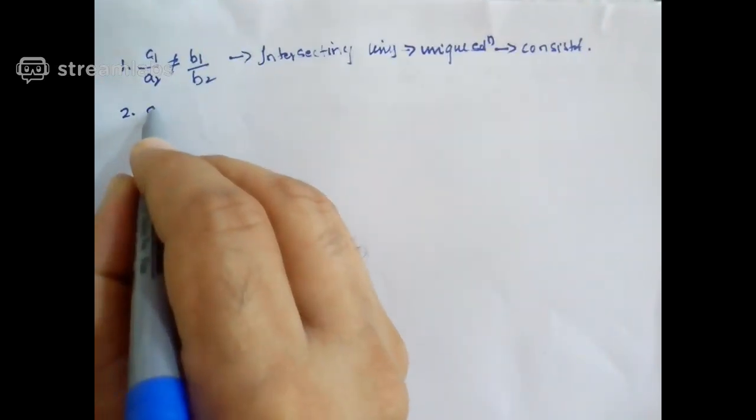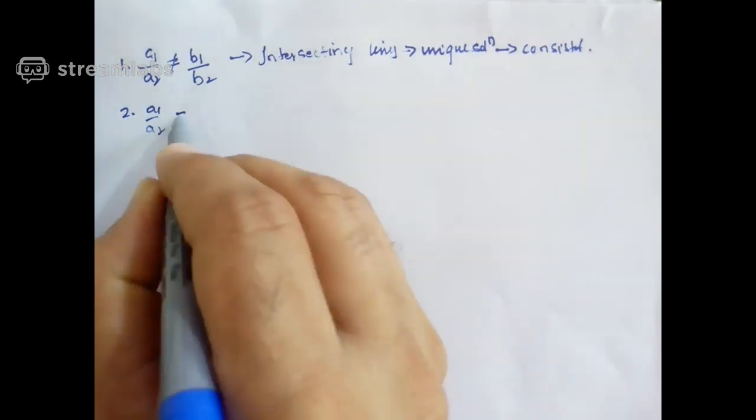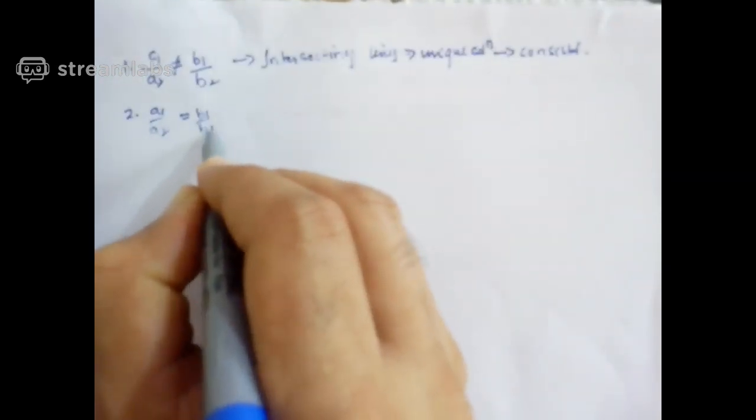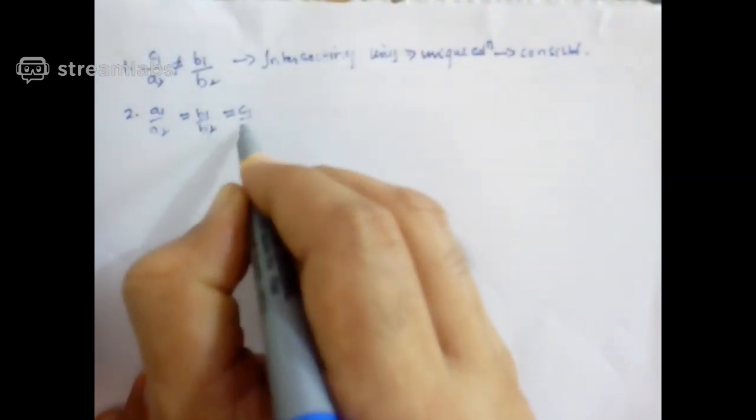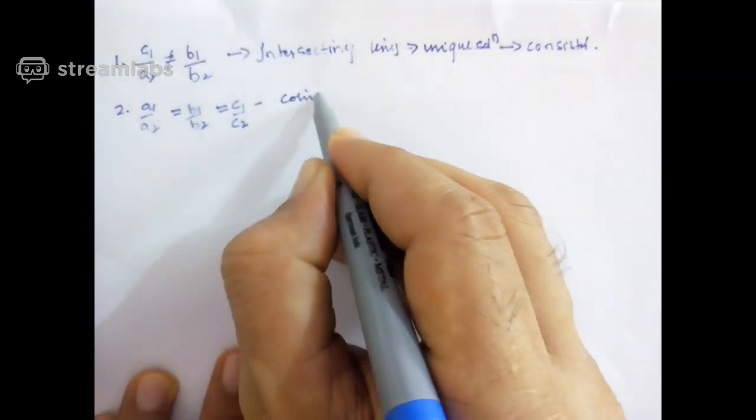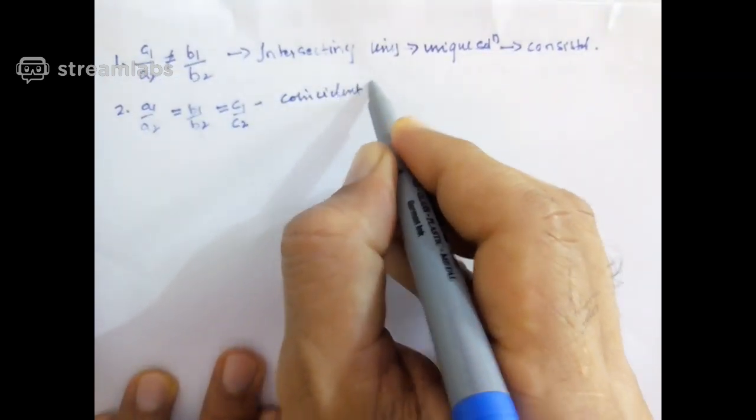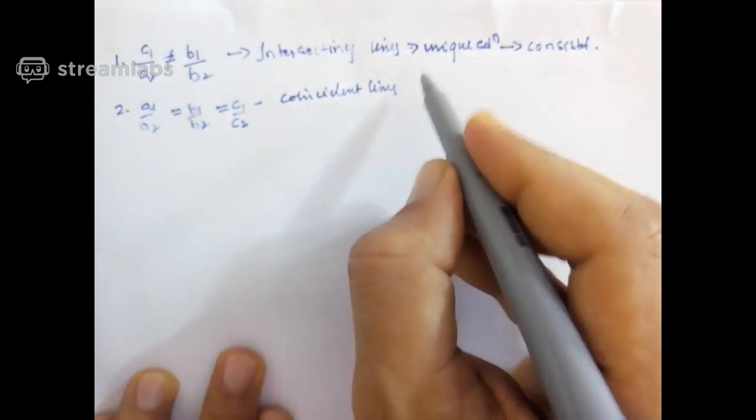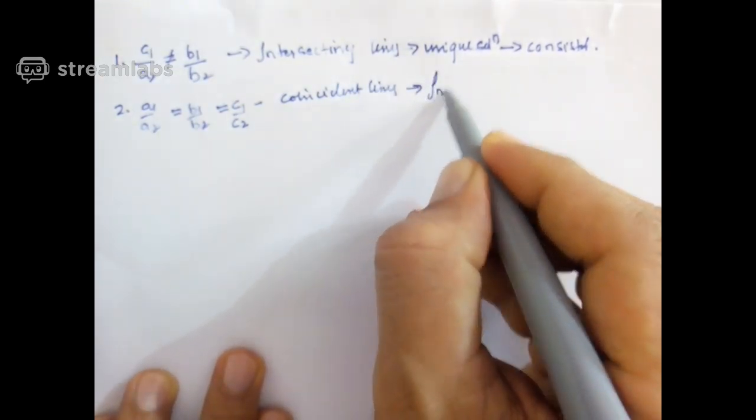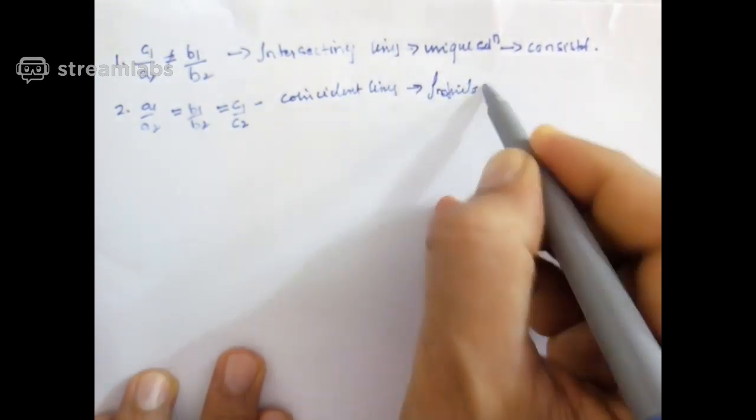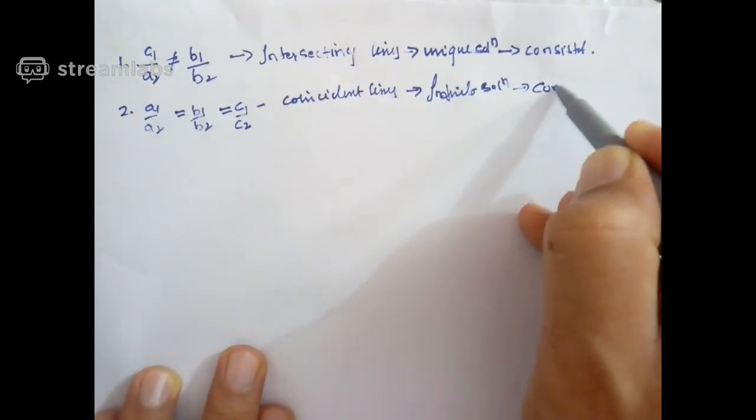Next, what is the second condition? If A1 by A2 is equal to B1 by B2 is equal to C1 by C2, they are called coincident lines. Coincident lines have infinite solutions, and they are also consistent.